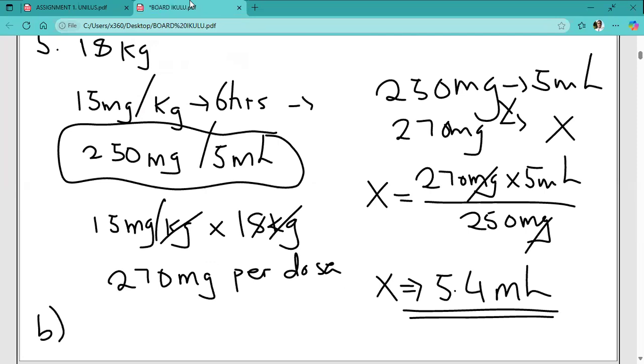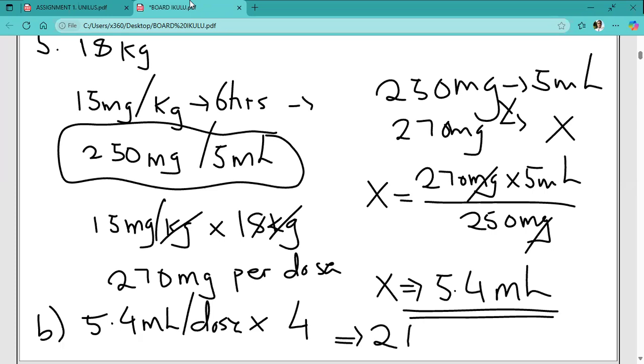The only thing we're going to do is multiply this 5.4 mils per dose by the number of times that we're going to give this dose. Since it's given every 6 hours, it is going to be given a total of 4 times in 24 hours, or in a day. So I'm going to multiply this by 4, which is going to give me an answer of 21.6 mils per day.